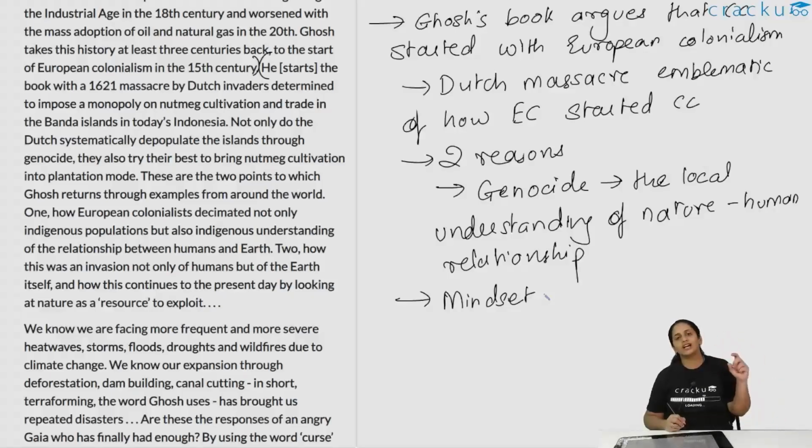So, Ghosh essentially argues that no, industrial evolution was not the start of climate change. The European colonialism was the start of the climate change.